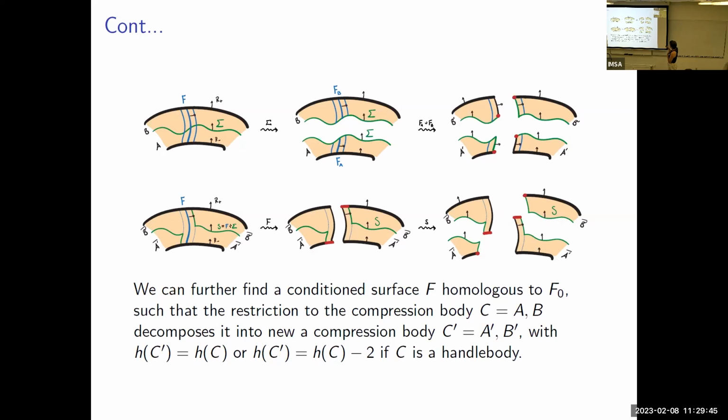The decomposition of A and B is denoted by A prime and B prime, and we can count the handle numbers of these A prime and B prime compression bodies. Either we have the same handle number, or we have the original one.